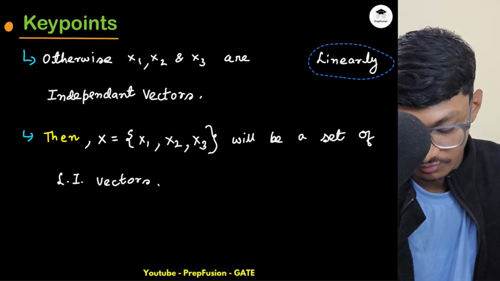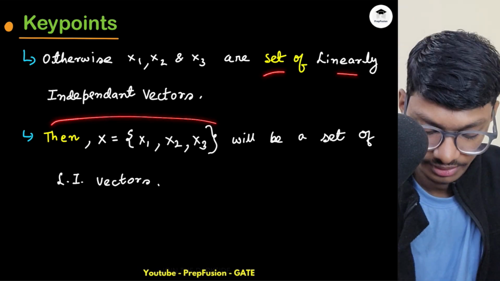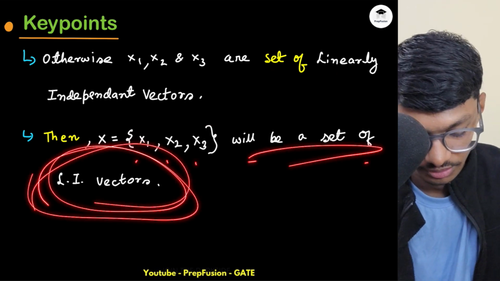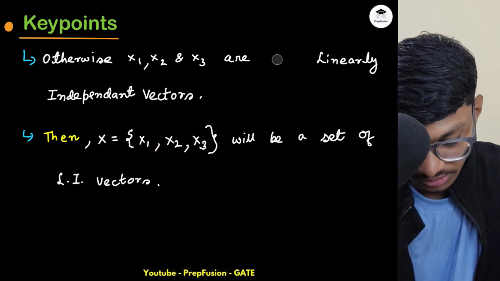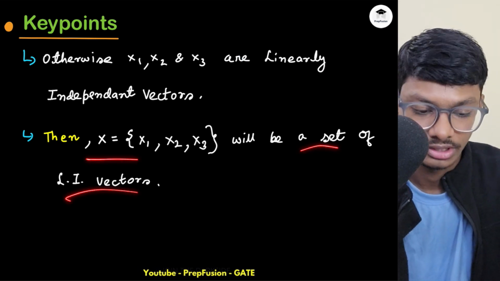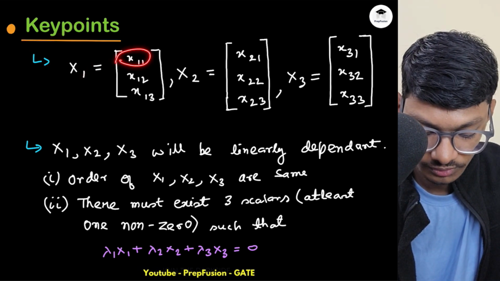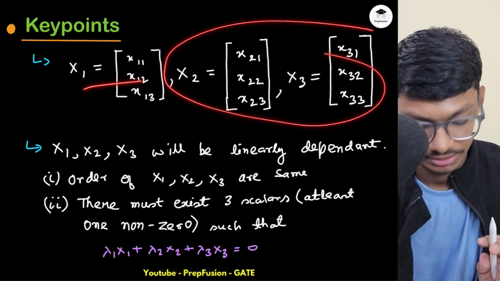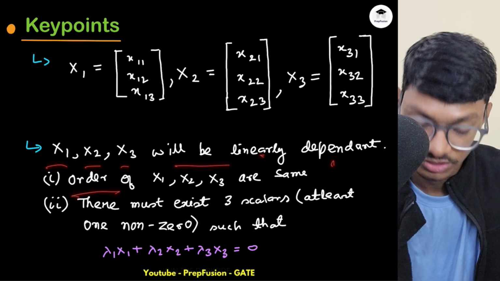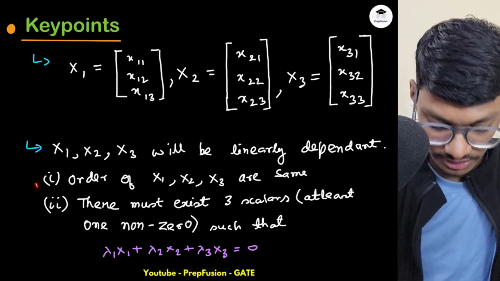So I should write they are a set of linearly independent vectors. Then x equals x1, x2, x3 will be a set of linearly independent vectors. This is already written over here again. I've already written the second point, so I don't need to repeat this. So x will be a set of linearly independent vectors. Again, what is the next key point? Next key point is x1, x2, x3. So here I have been given three vectors, right? Now x1, x2, x3 will be linearly dependent, or first of all, obviously the order of them has to be the same. Else they are not even a set, right? So their order has to be the same.